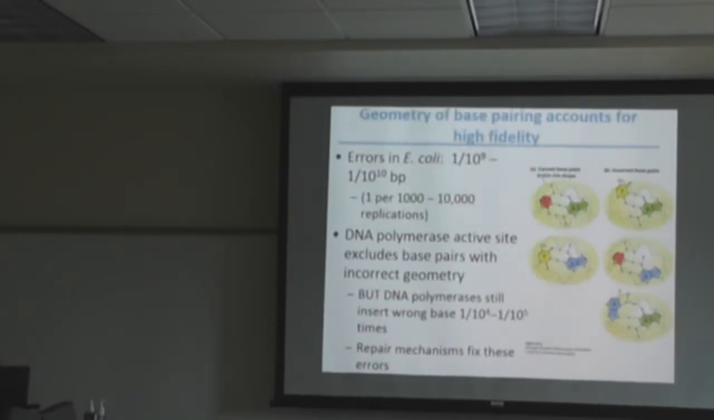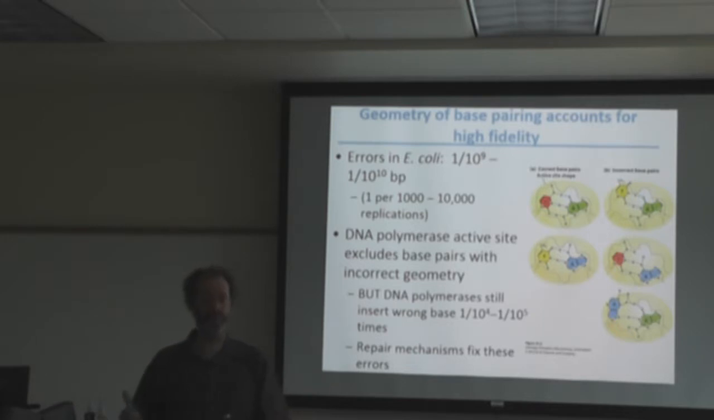The error rate is very small. So errors in E. coli are about 1 in, 1 billion? 10 to the 9th? Yeah, 1 billion. To 1 in 10 billion, or about 1 per 1,000 to 10,000 replications, you'll add one wrong base. Why are we adding wrong bases? Do you know? Why can you get wrong bases added?